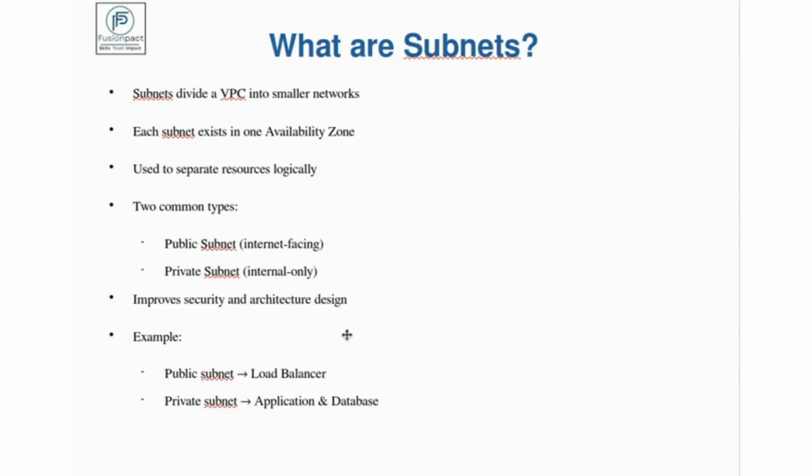So there are 2 common types of subnets. First is the public subnet, which is internet facing, where our web server resides, where our application's front end code resides. And then there are private subnets, where our application logic and our database code reside.